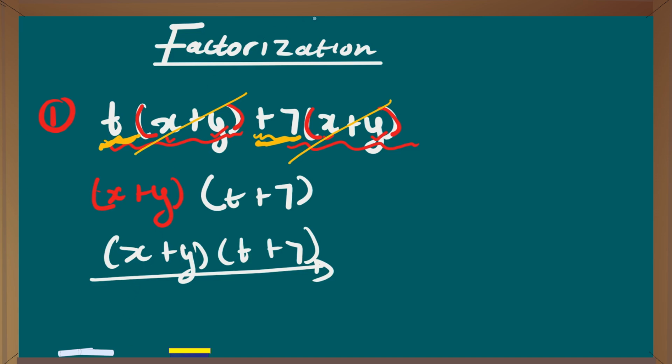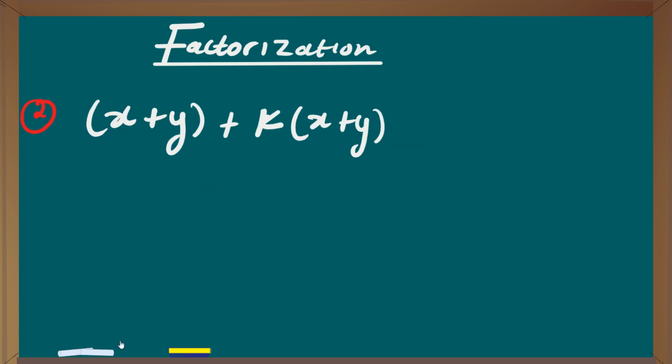Here's your own question to try. Open bracket x plus y, close bracket, plus k, open bracket x plus y, close bracket. You may pause and work it out. So how do we factorize this question? We know factorizing is taking out a common factor. What is our common factor in this case? It is this here and this here.